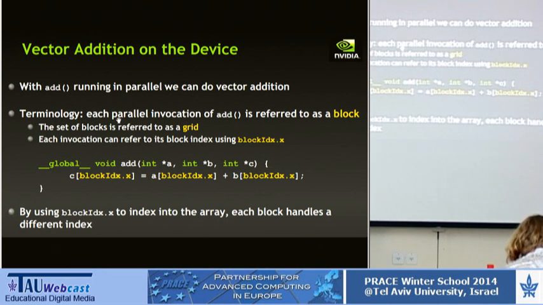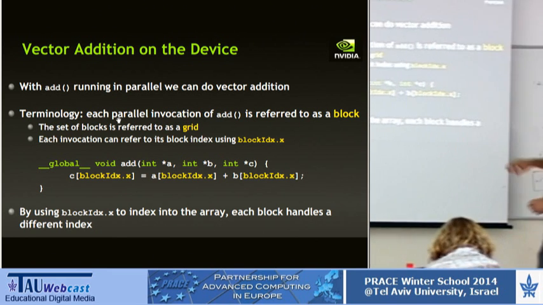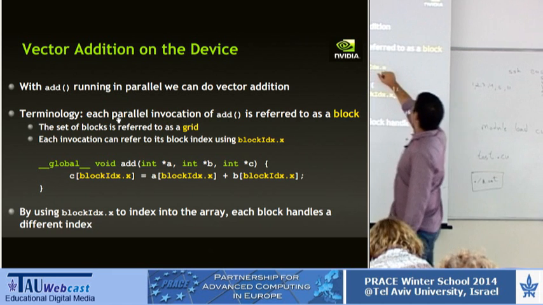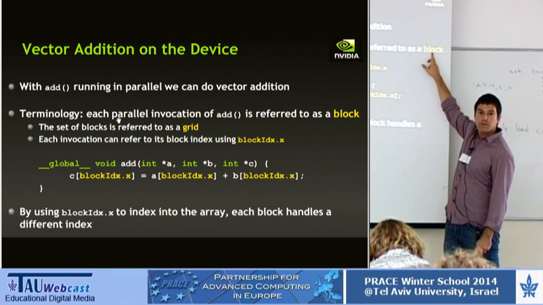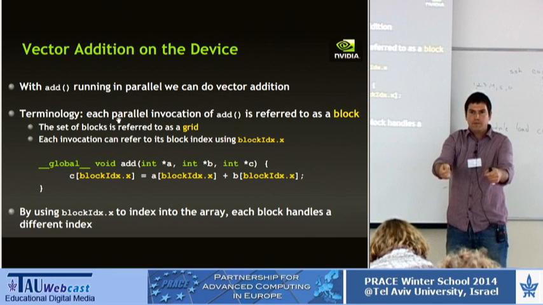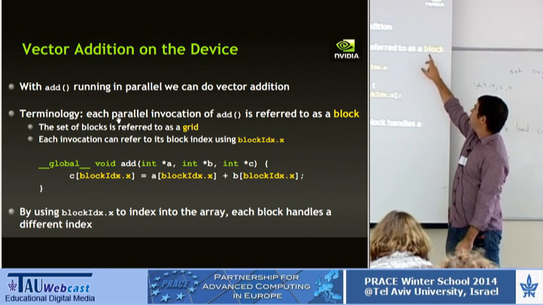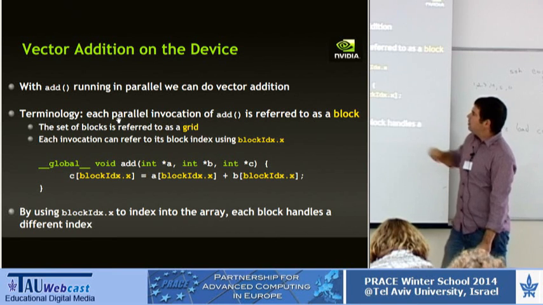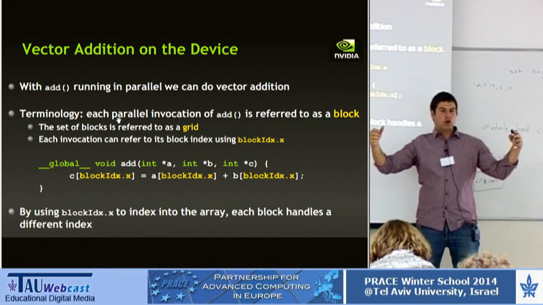So we're going to do a vector addition on the device. Now it's going to be a vector. Each parallel invocation of add we refer to now as a block. So each time we call this kernel, we refer to it as a block. And the collection of all the blocks is called a grid.